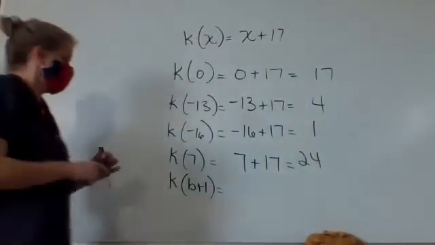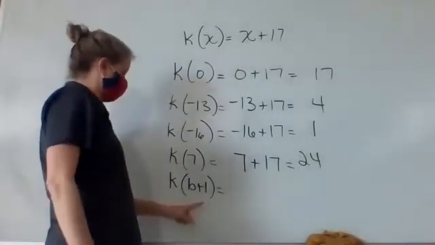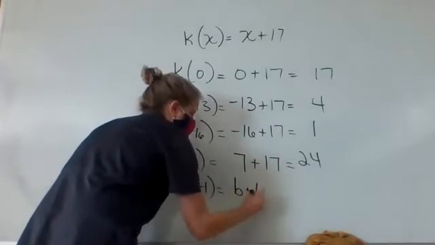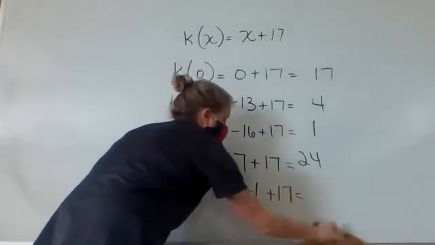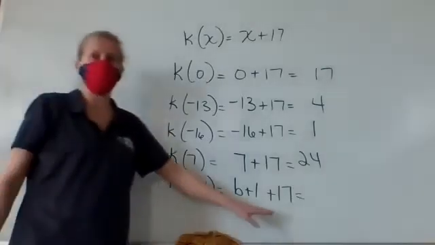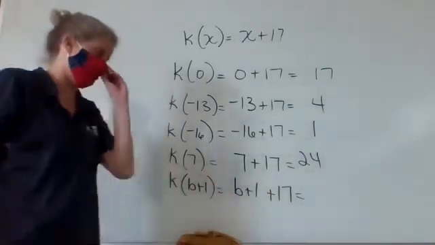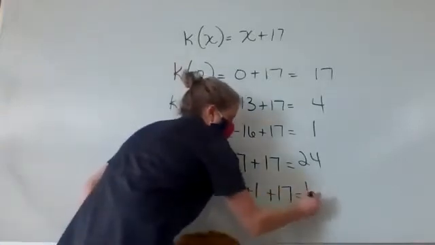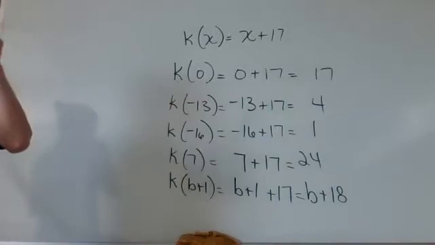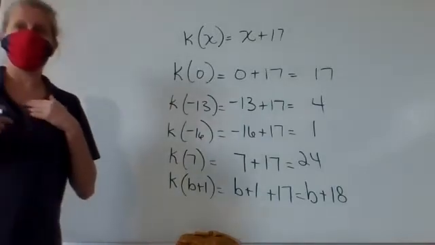And then the last one. What am I going to put in this x spot this time? B plus 1. Whatever's in here, right? B plus 1 plus 17. Right, because then you can put the 1 and the 17 together, because they're like terms. I can't do anything with the b, so I'll just bring it over. Plus 18. So we will put the b plus 18 in there. That's your answer for that last one, yep.